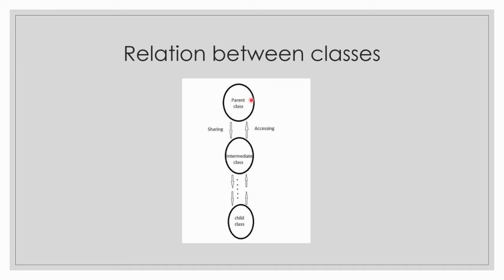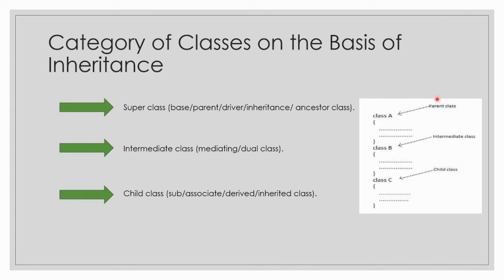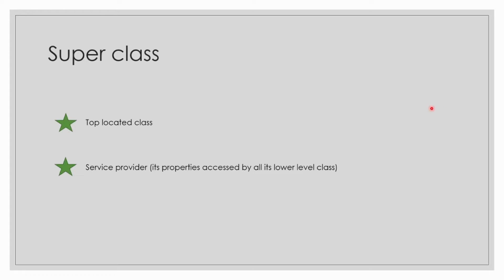So now basically, what is a superclass? As we have seen, this is a parent class, or it can also be called a superclass. It is the topmost class, and it is the service provider. Its properties are accessed by all the lower classes, and it is the main class that is used as the parent class. That's why it's given the name superclass, as it is the service provider. It is the origin of all the properties.